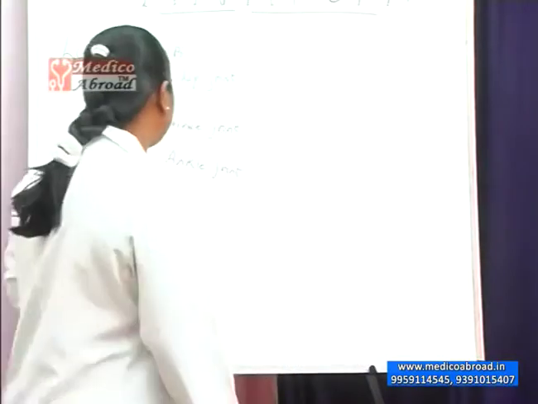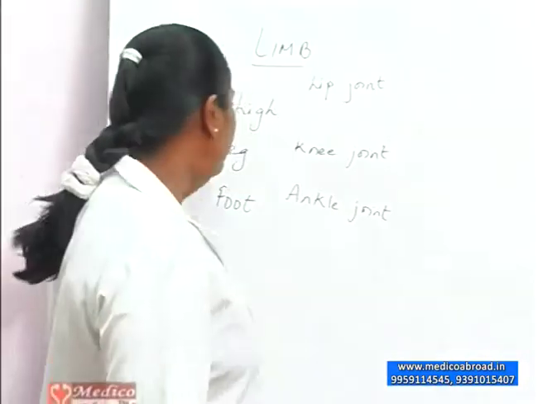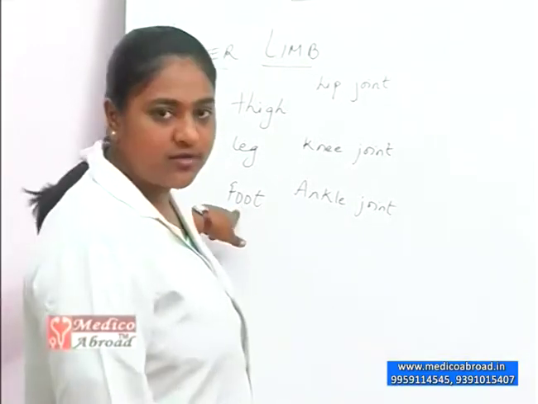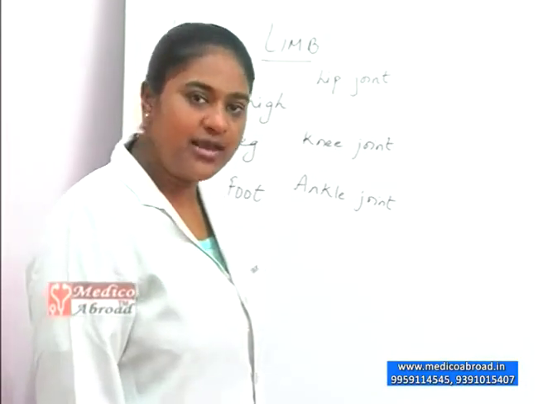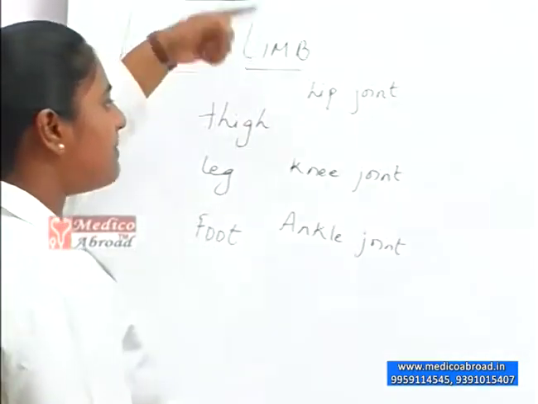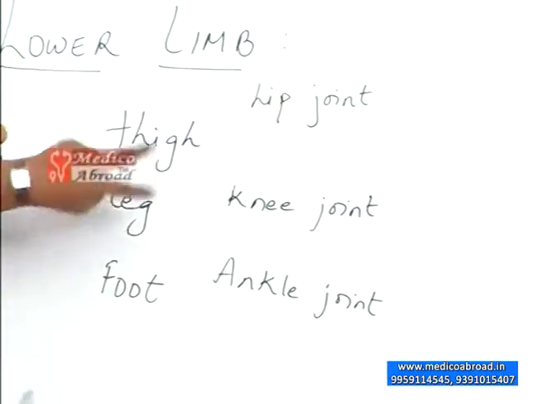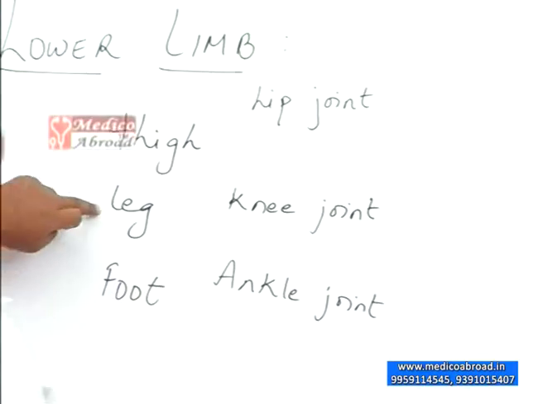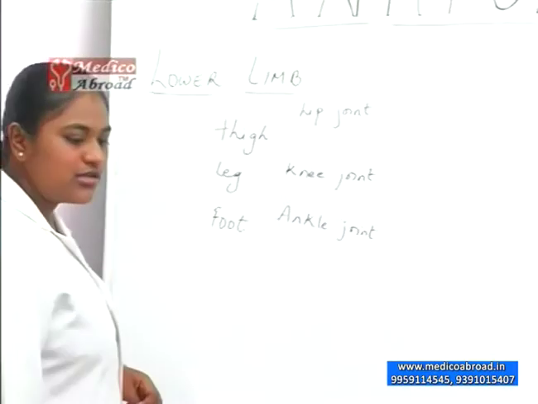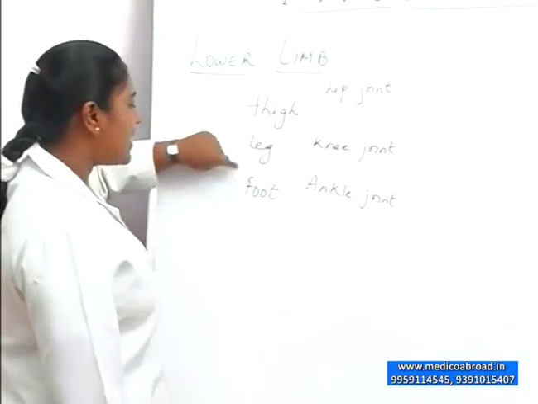Similarly, the lower limb can be divided into a thigh which corresponds to the arm in the upper limb, a leg which corresponds to the forearm, and a foot which corresponds to the hand. Therefore, the parts of the lower limb are the thigh, which articulates with the pelvic girdle at the hip joint. The thigh and the leg articulate with one another at the knee joint. The articulation between the leg and the foot is at the ankle joint. The three parts of the lower limb are a thigh, a leg, and a foot.